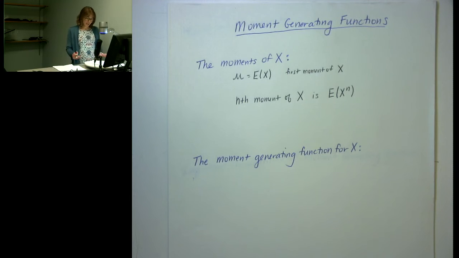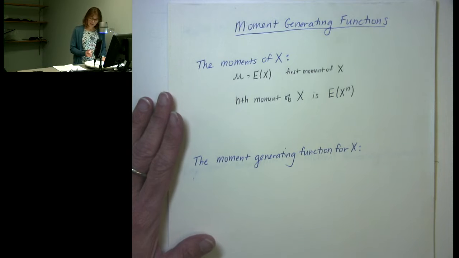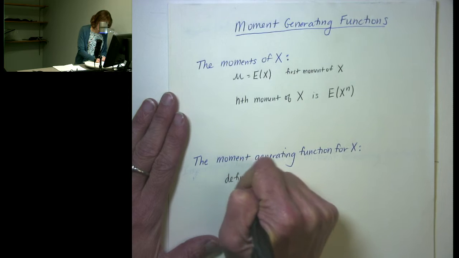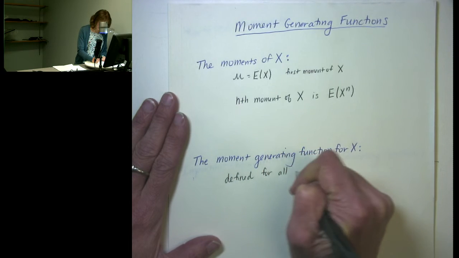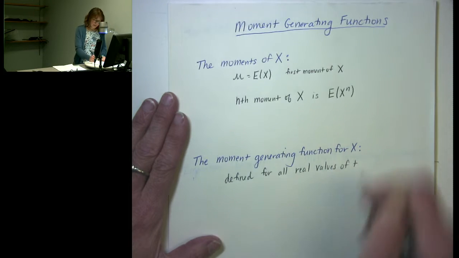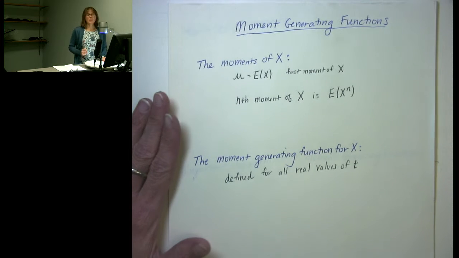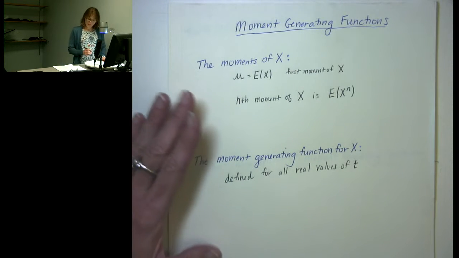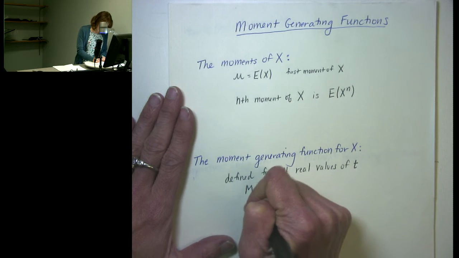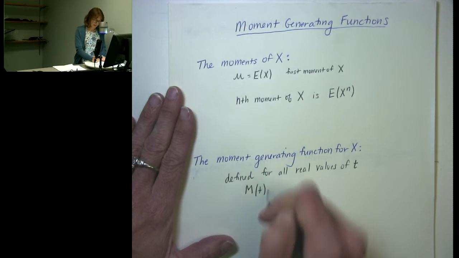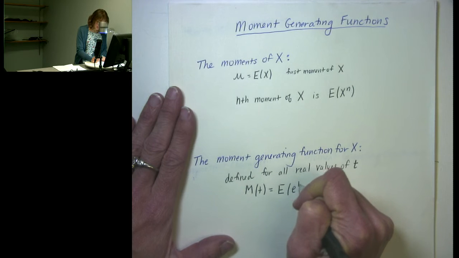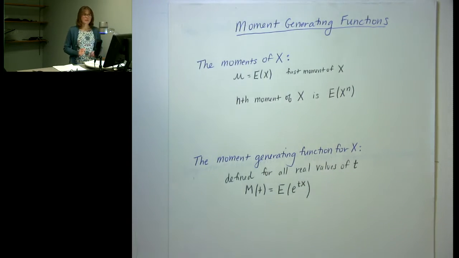Now, the moment generating function for a random variable x is defined for all real values of t, and I'm going to try to make my t's like this so we can tell the difference between a t and a plus sign. The way that we define it is the moment generating function, m of t is the notation we use, and it's equal to the expected value of e to the t times the random variable x.